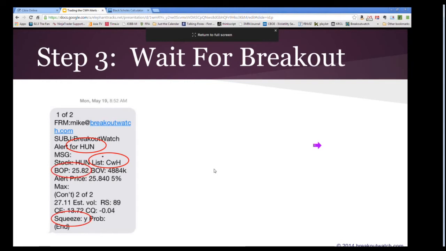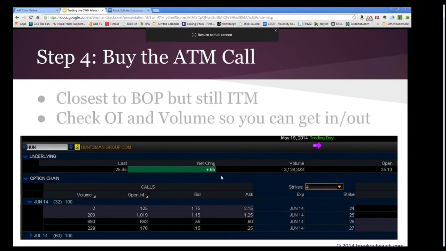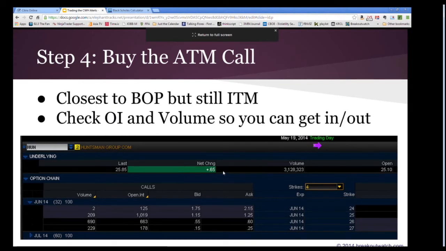And the breakout price. I technically know that the breakout volume is whatever it is. I'm really more concerned about the option volume than the breakout volume because I don't know what the volume is going to be for that day. So again, I'm buying the at the money call closest to the breakout price but still in the money.